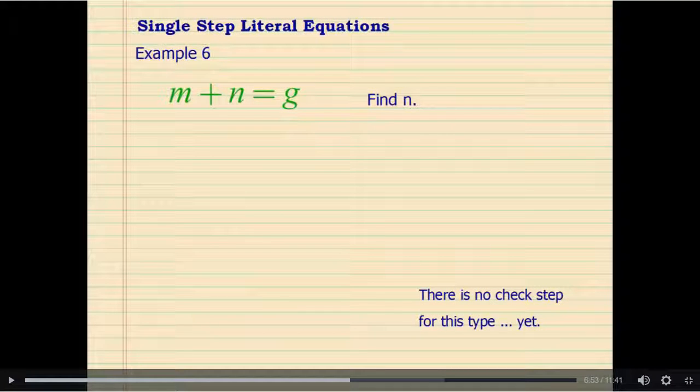Here's another example of single-step literal equations. M plus n is equal to g. To find n, we're going to undo everything that's next to the n. N was added by an m. So we're going to undo that addition. In order to undo the addition, we're going to subtract or add a negative m to each side. So these are going to add to 0. N is equal to g minus m. And that would be the final answer.